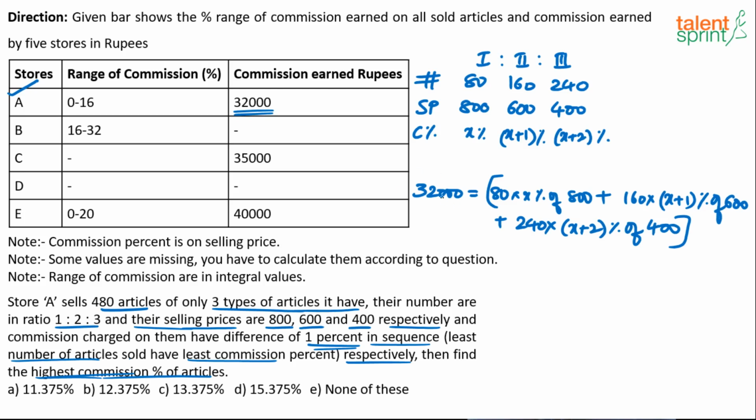32,000 is the left hand side. The right hand side is this equation in terms of x. You can solve this equation and find the value of x. But remember, x is not the answer. He's asking us to find out the highest commission. The highest commission is x plus 2. So x plus 2% will be the final answer. So get the value of x.